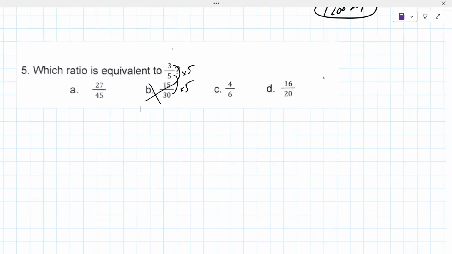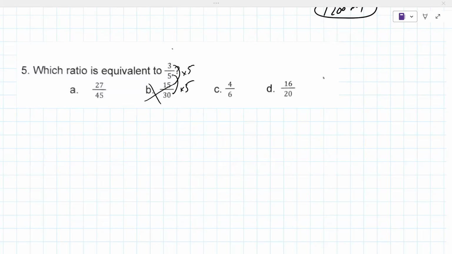So 4 does not work, or C does not work, just because they're two odds and two evens. It doesn't seem like you could really do much with that. That's not a good strategy. Let's just work the numbers out.